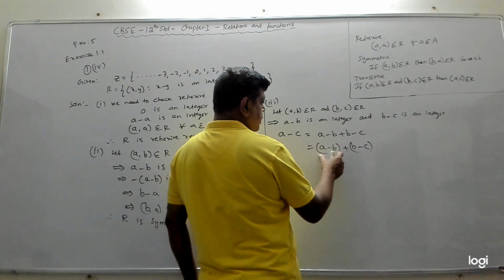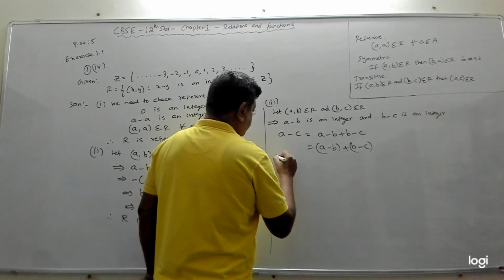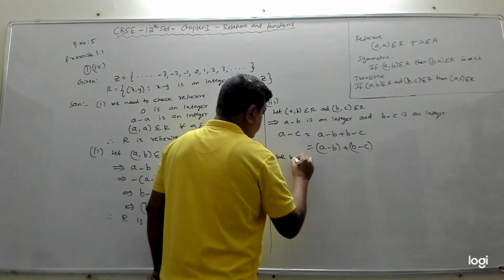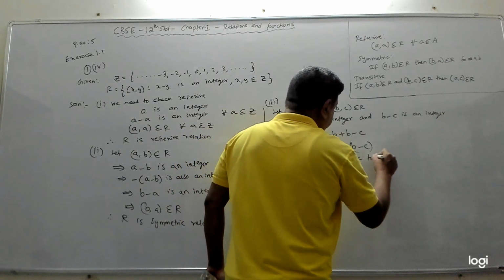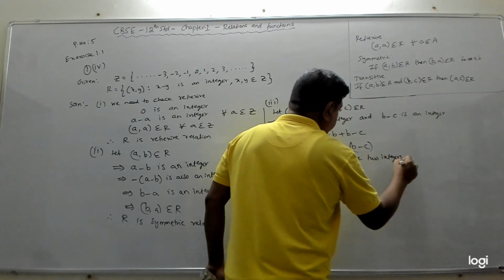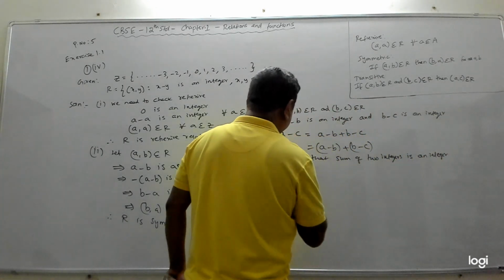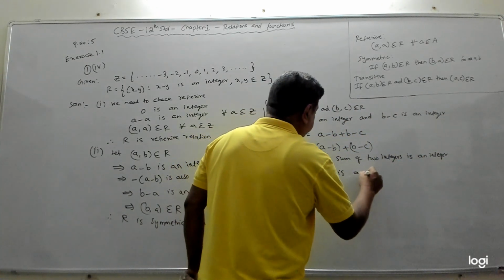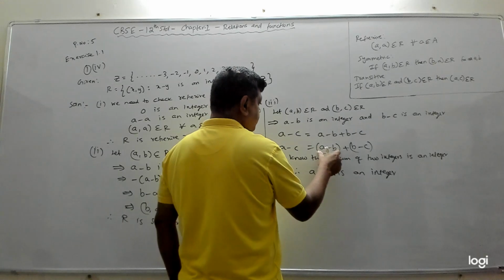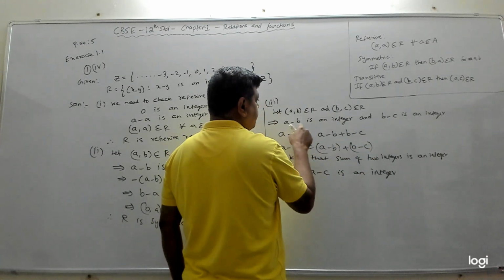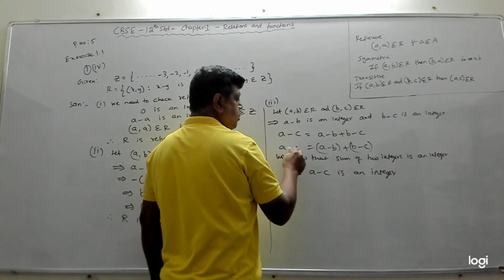Now here a minus b is an integer, b minus c is also an integer, both are integers. So we know that the sum of two integers is an integer. Therefore, a minus c is an integer. Because this is an integer, this is an integer, and we have shown that a minus b is an integer and b minus c is also an integer, then the sum of two integers is an integer. So a minus c is an integer.